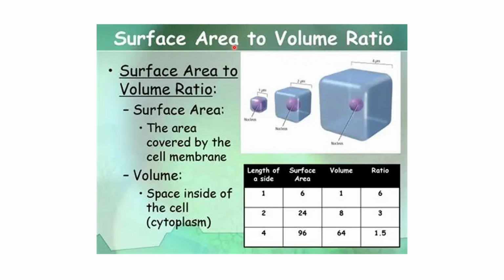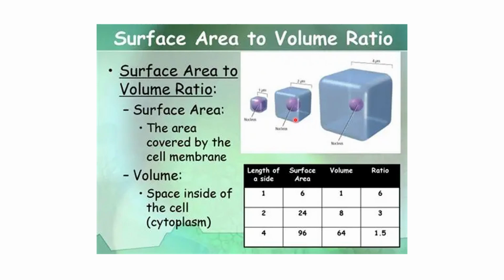What is the surface area to the volume ratio? You have here 3 cubes. You can imagine that they are cells. If you have a small cell and the length of the side is 1, therefore its surface area is 6 and its volume is 1. The ratio means dividing the surface area by the volume, which gets you a large ratio of 6.